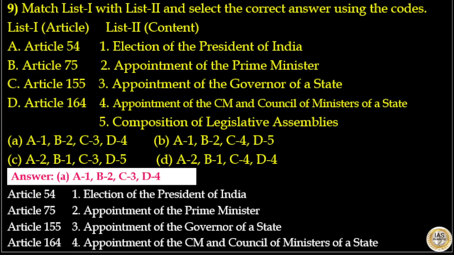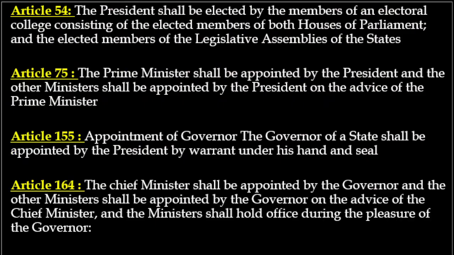Article 54 deals with election of the President of India. Article 75 deals with appointment of the Prime Minister. Article 155 deals with appointment of the Governor of a State. Article 164 deals with appointment of the Chief Minister and Council of Ministers of a State. So, here answer to this question is option A.